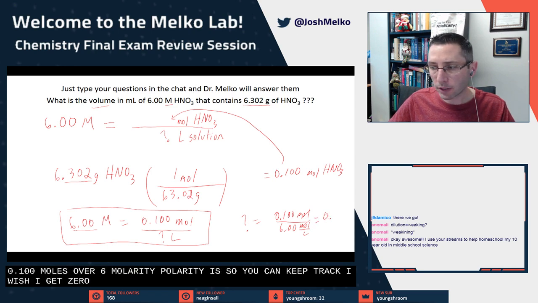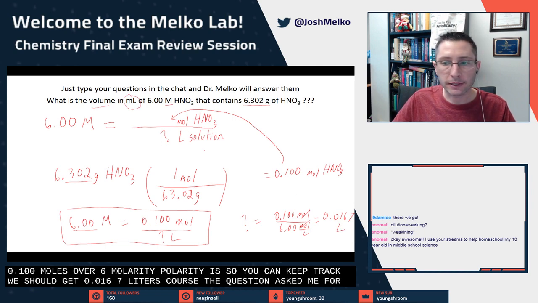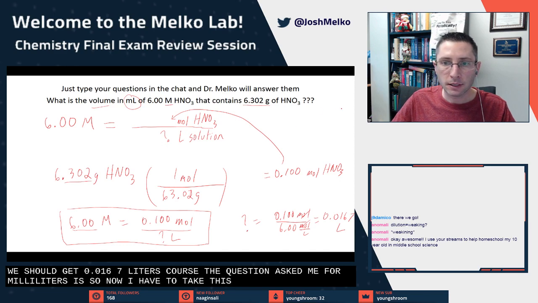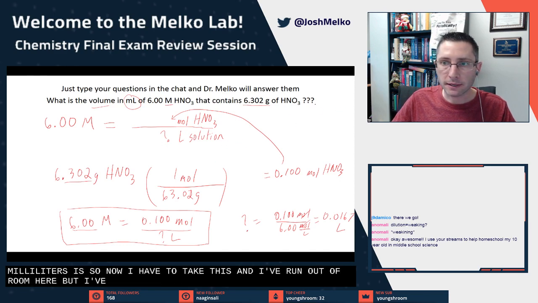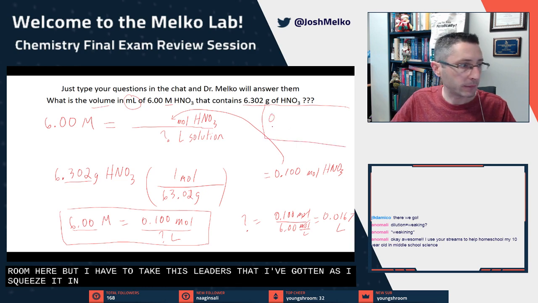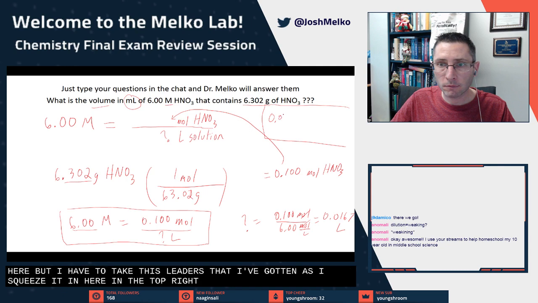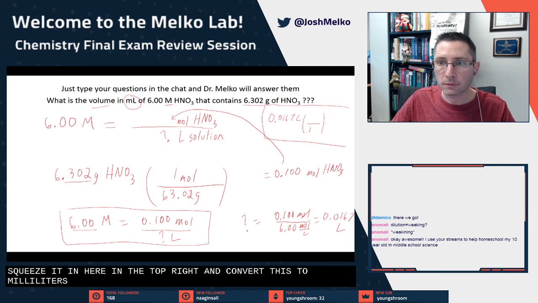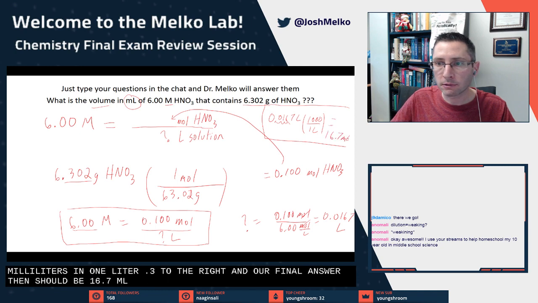We should get 0.0167 liters. Of course, the question asked me for milliliters, so now I have to take the liters that I've gotten, I've run out of room here, so I squeeze it in up here in the top right, and convert this to milliliters. In 1 liter there's 1,000 milliliters, so we basically move this decimal point 3 places to the right, and our final answer then should be 16.7 milliliters.